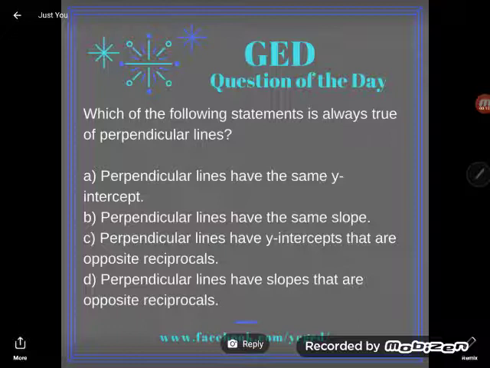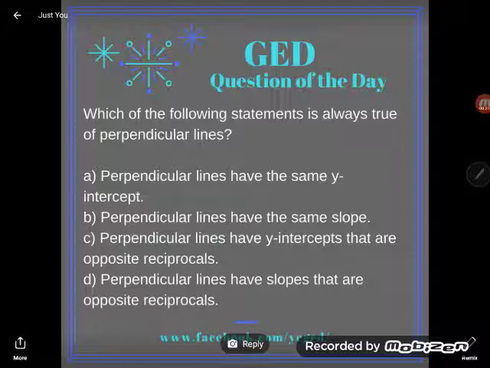This problem might look like something that would come up on the English or science or the social studies test, but this is actually a math question. Yes, it's words. Let's take a look. It says, which of the following statements is always true of perpendicular lines? So I'm talking about perpendicular lines.